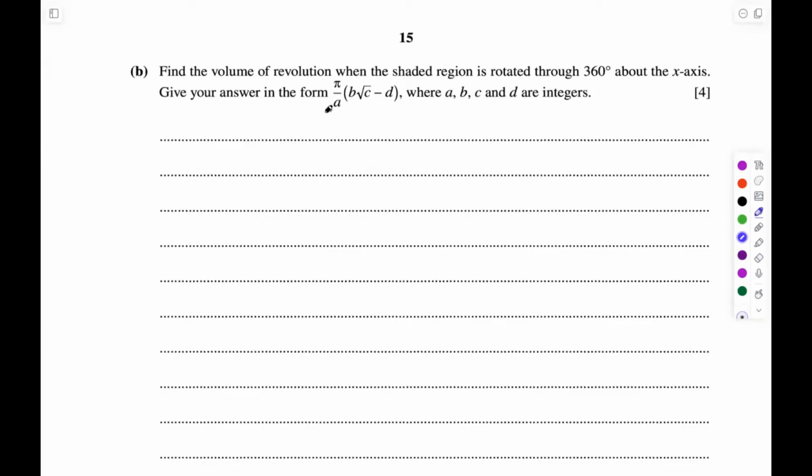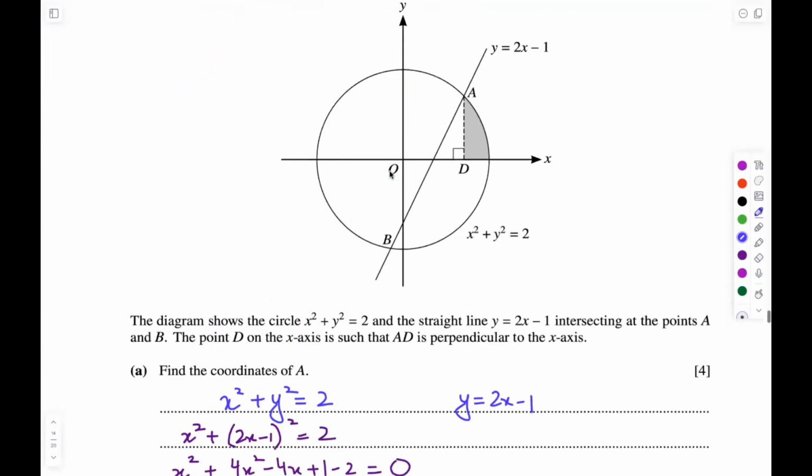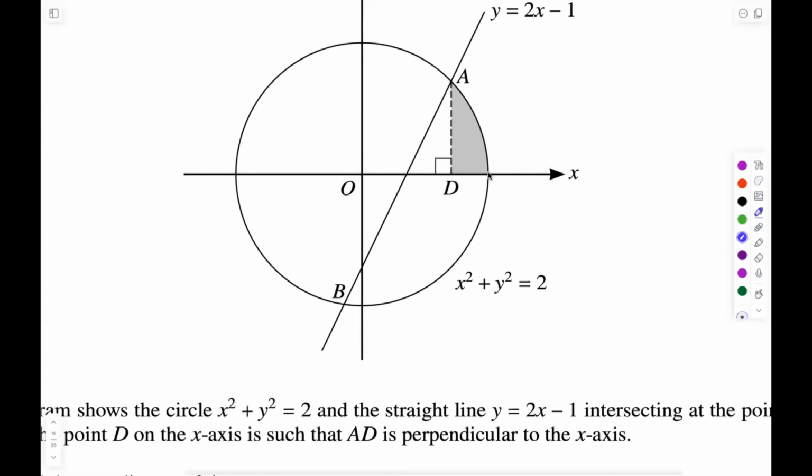In part B, we have to find the volume of revolution when the shaded region is rotated through 360 degrees about the x-axis. We have to give our answer in the form pi upon a into (b square root of c minus d). So to find the volume of a region when it is rotated through 360 degrees about the x-axis, we use the formula pi into the integral of y squared with the limits b and a. So in this case, first we have to find the limits. Now we can see that the circle is intersecting the x-axis, and the length from 0 till this point will be the radius of the circle.